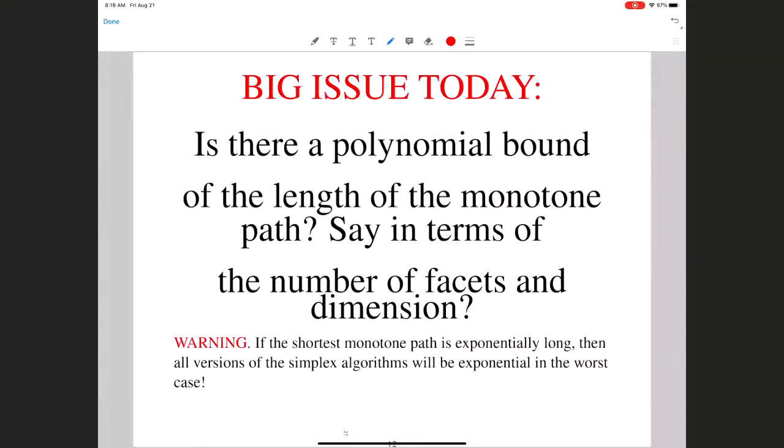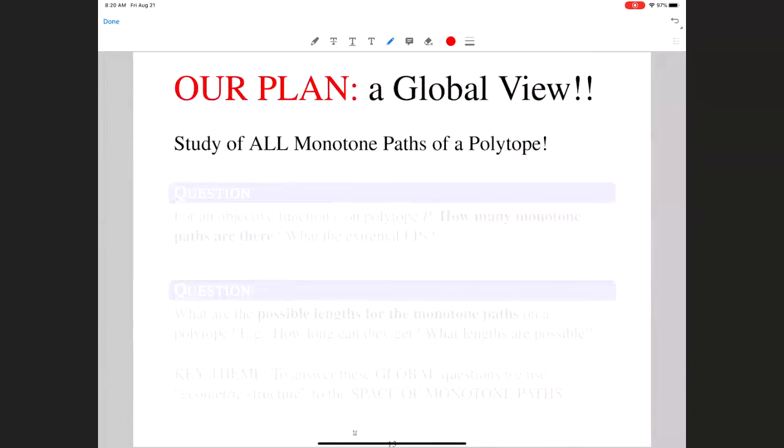Okay, so that's kind of the big question I'm going to study today. I mean, there are other very fascinating related questions, like what is the best pivot rule that you can choose? That's something that I'm very interested in. I'm not going to talk about that today, but I have also done some work on that. So I want to understand the monotone paths of the polytope.